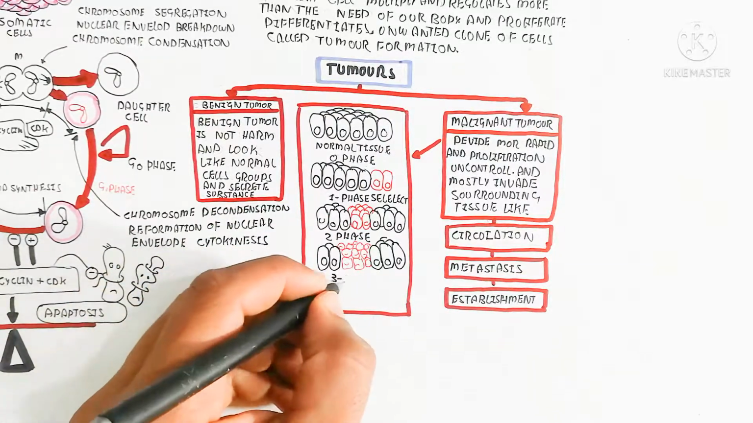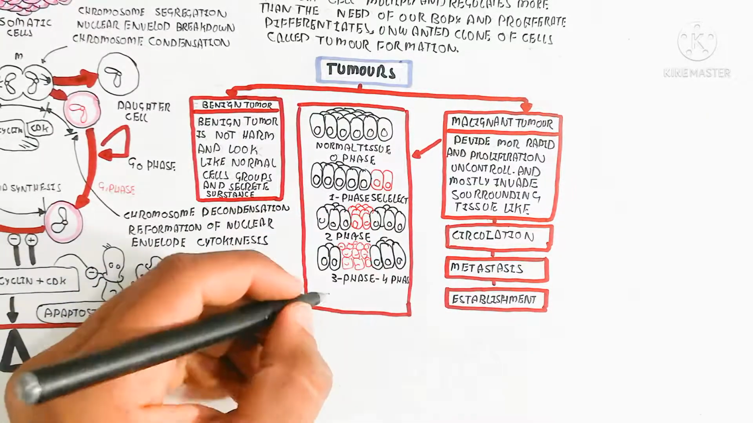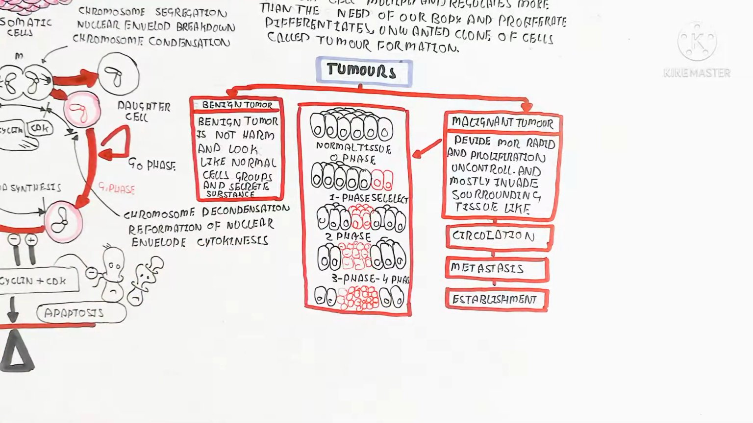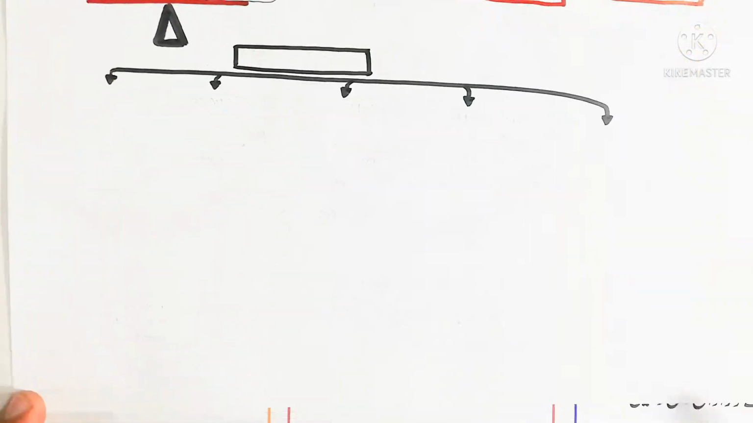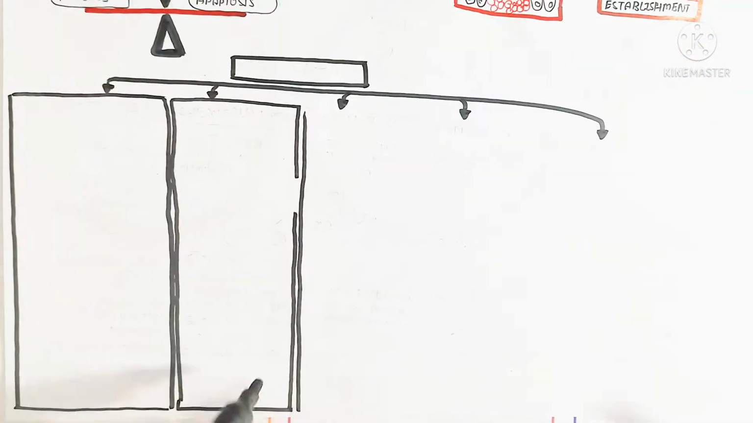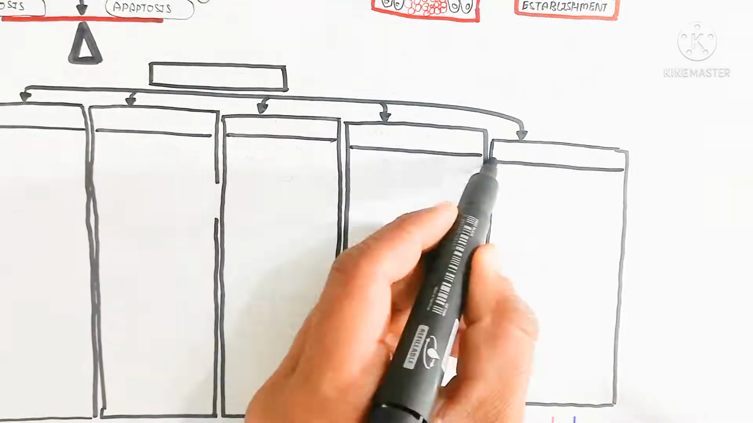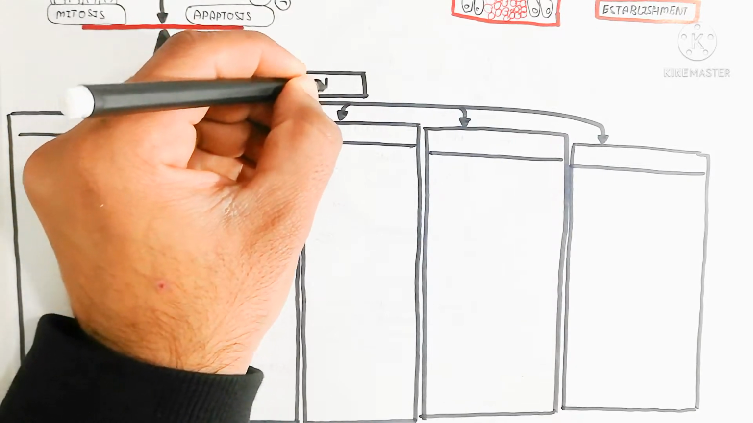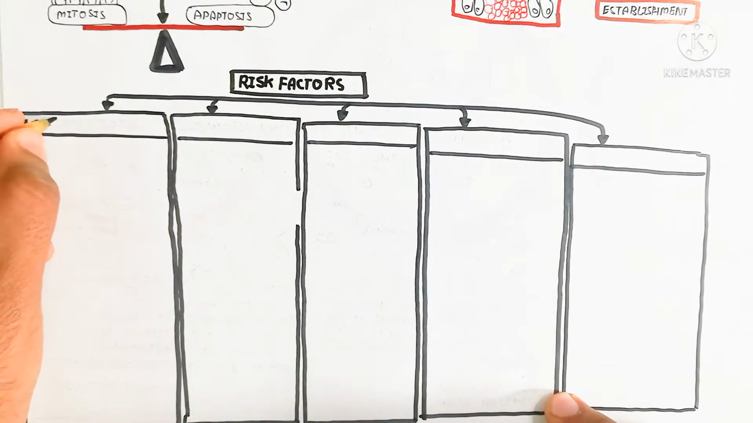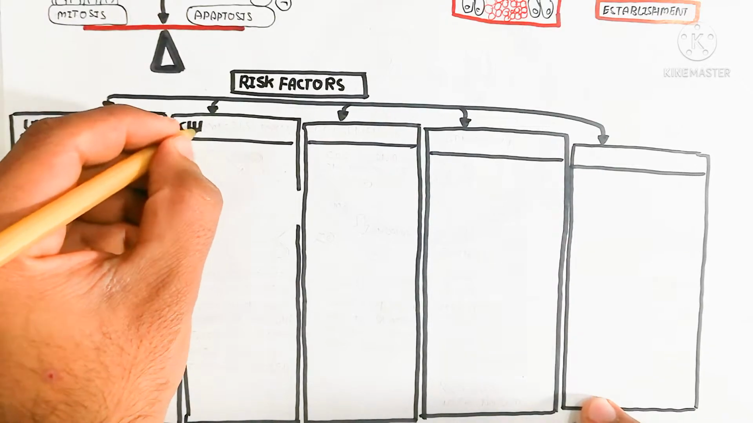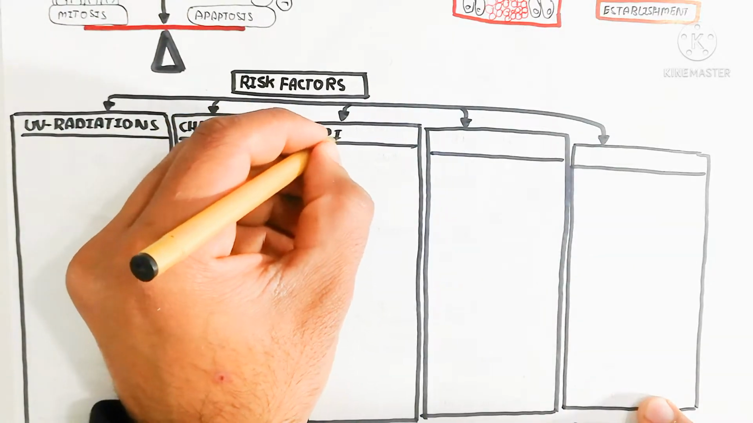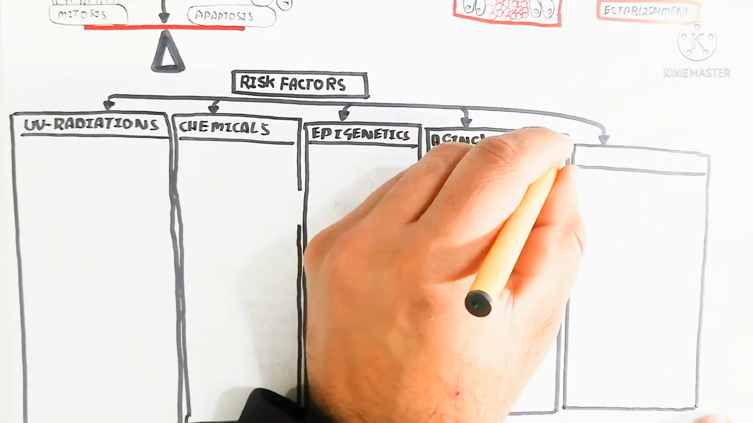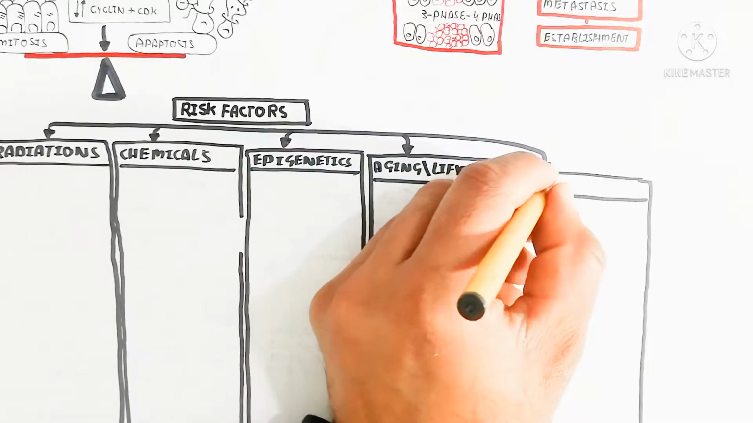And the proliferating cell will be smaller than the normal cell because the nucleus will remain constant, but the cytoplasm will not gain more volume due to the rapid cell division. So the risk factors we will discuss here are basically UV radiation, chemicals, epigenetics, aging, lifestyle, and air pollution. All of these are risk factors for cancer. So, important things, let's recap one by one to understand the risk factors.